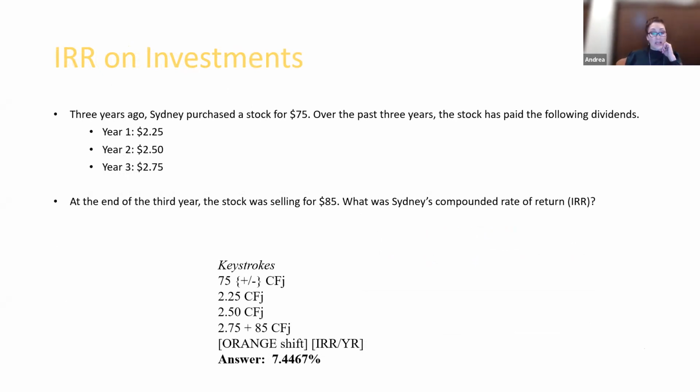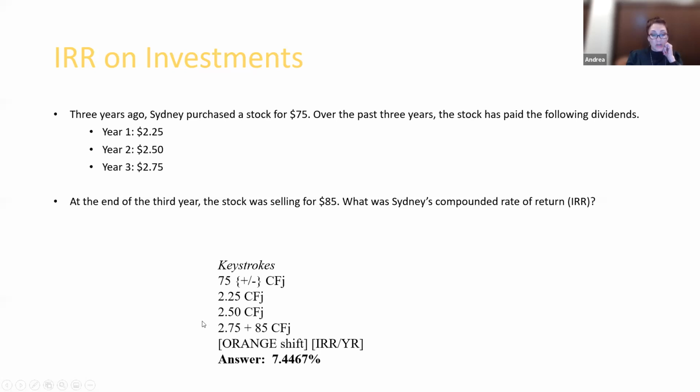All right, so here are our keystrokes. She bought it for $75, so that's a negative number. So it's 75 negative CFj. And then the next year she received a dividend of $2.25, so I'm going to do 2.25 CFj. And then in the following year, she got $2.50, so 2.50 CFj. And then in year 3, she got $2.75, and then the stock was worth $85.